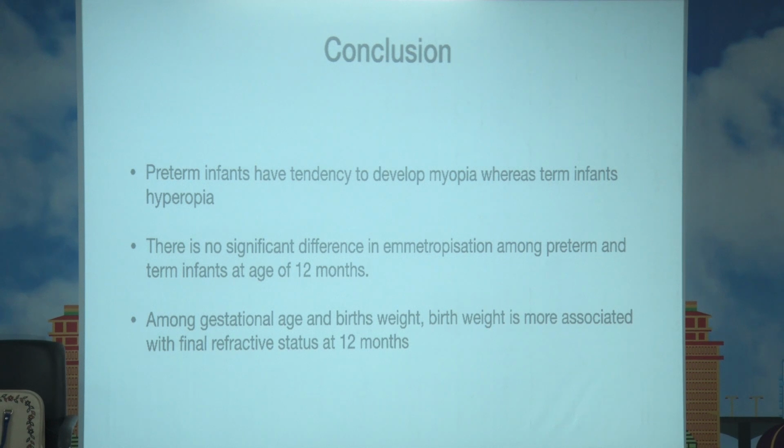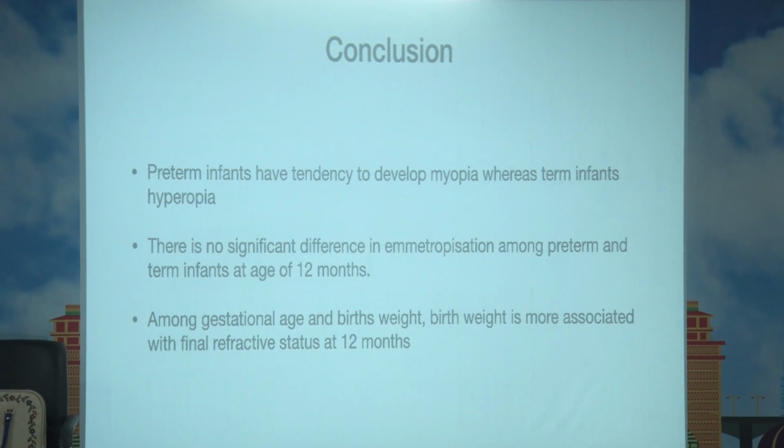Coming to the conclusion, preterm infants have a tendency to develop myopia, whereas term infants develop hyperopia. There is no significant difference in emmetropization among preterm and term infants at the age of 12 months, and among gestational age and birth weight, birth weight is more associated with the refractive status at 12 months.